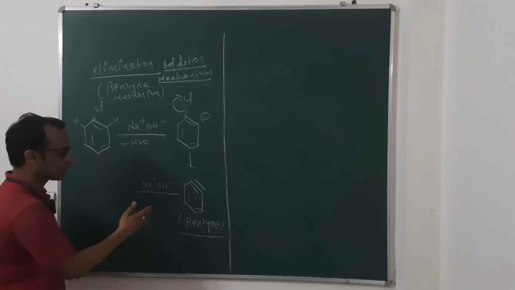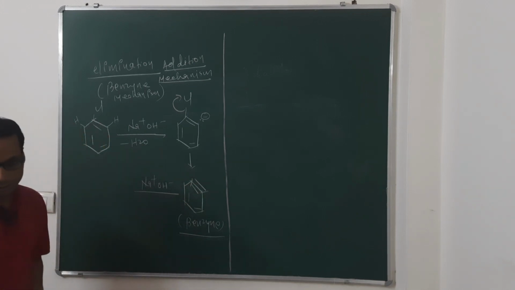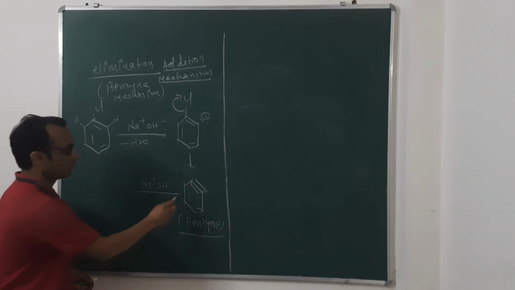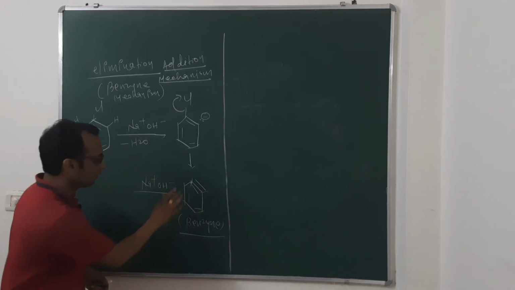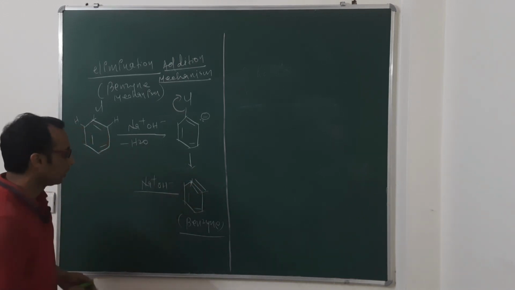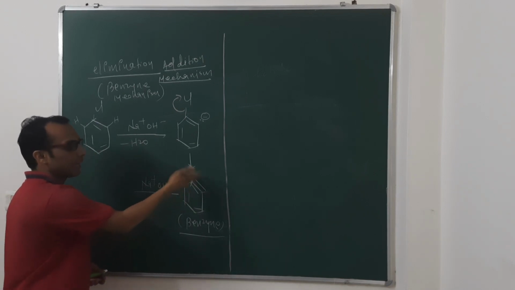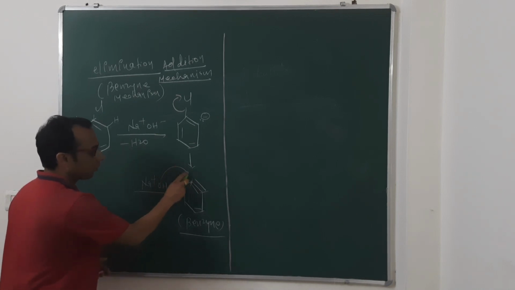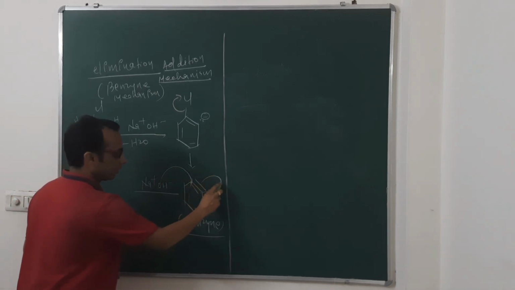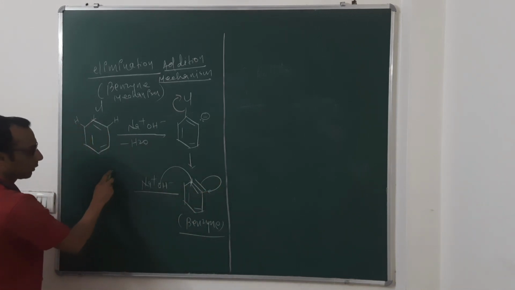Students, OH minus can attack either on this position or on this position. But actually we have taken carbon C14 isotopes to differentiate between these two positions. So for differentiating these two positions, we have taken the isotope position C14. What happened? It will attack on this position, and the bond will form here. That will turn like that. So what happened?